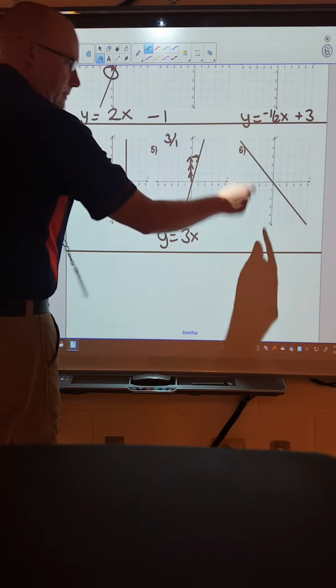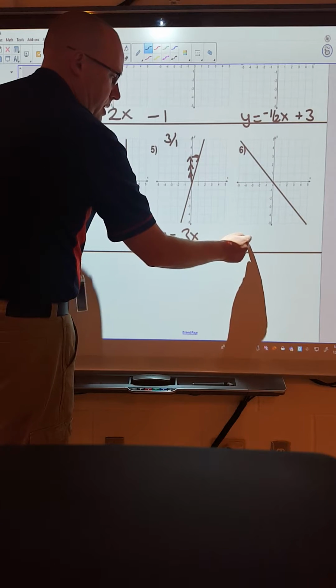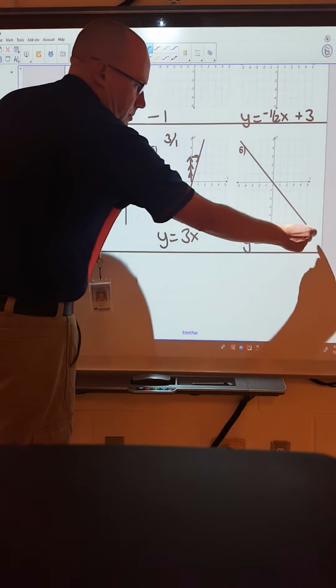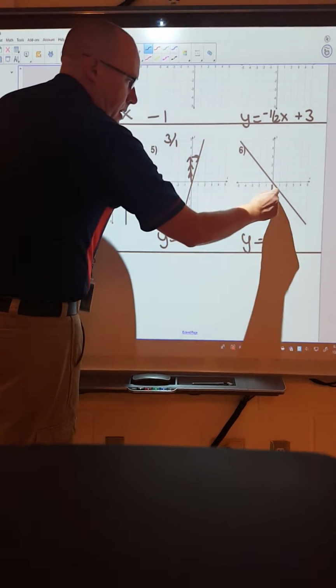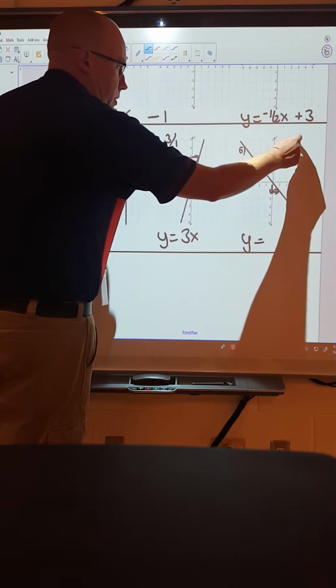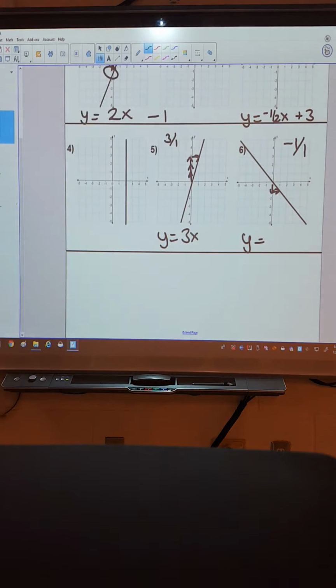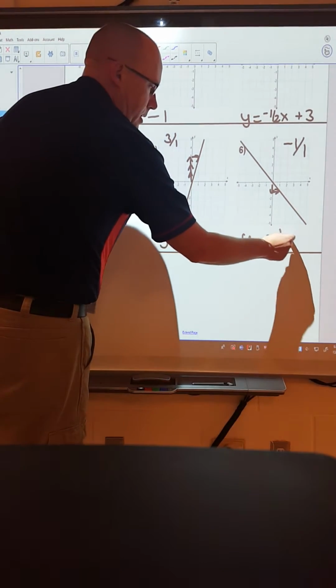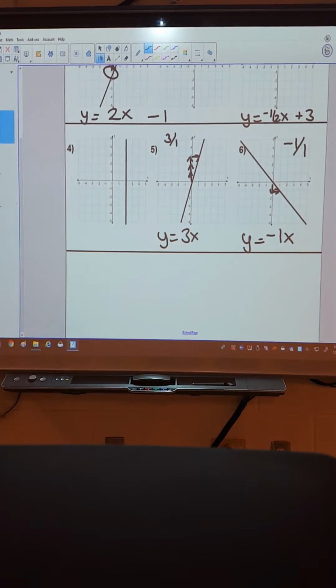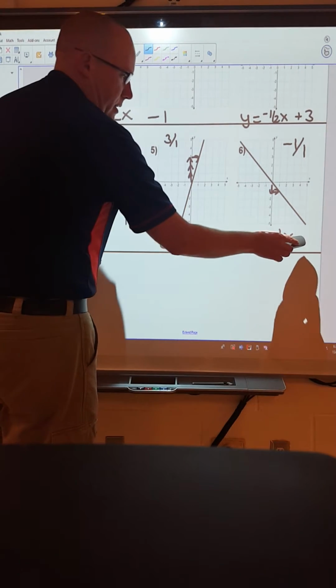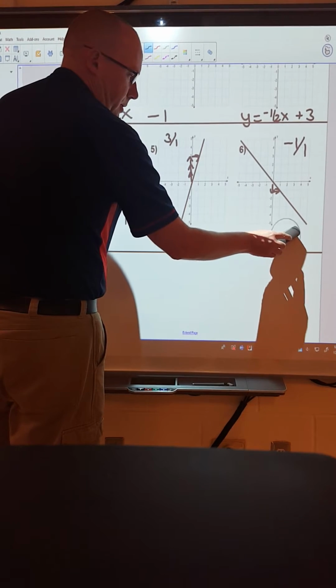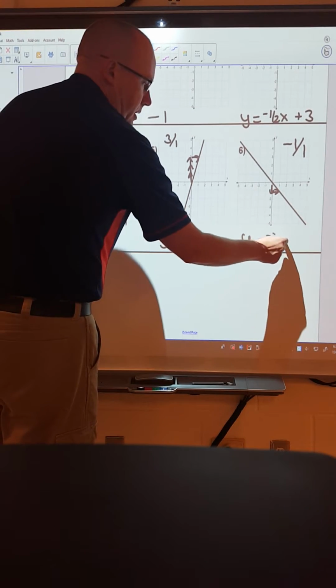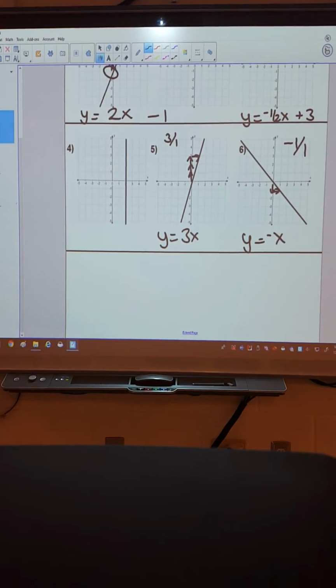Now I can see it's the same for number 6. As it goes through 0, I'm just going to leave that part alone. I'm not going to put the plus 0 this time. This one appears to go down 1 across 1, so negative 1 over 1, and negative 1 over 1 is negative 1. So our equation could just be y equals negative 1x. Similarly, if it's 1x, we don't actually need to put the 1 at all. So we could just put y equals negative x.